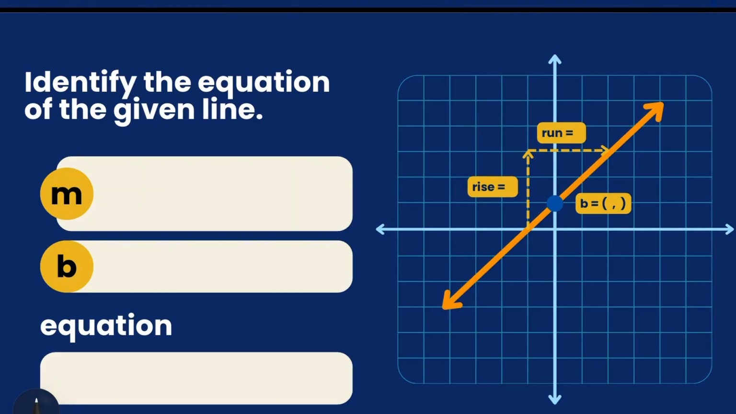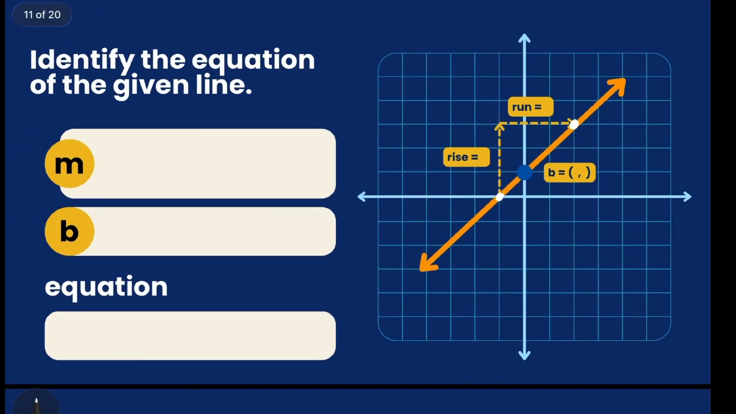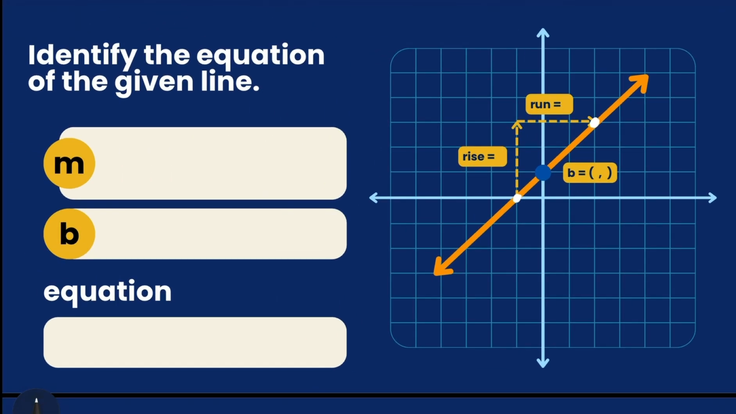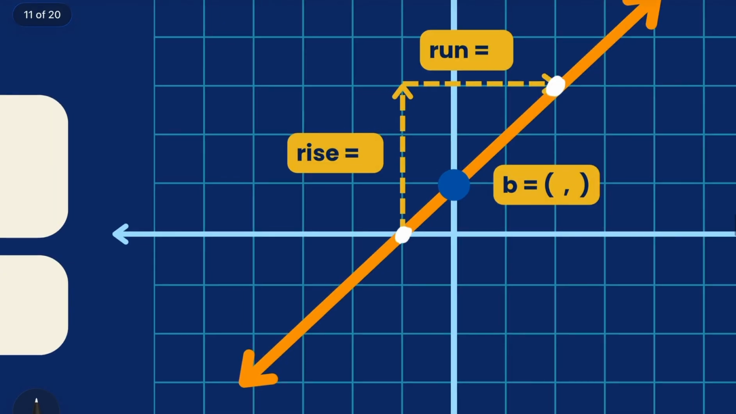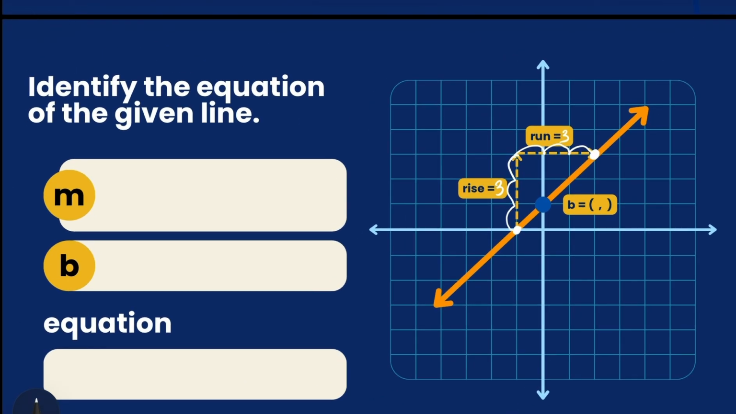So right here, they found 2 points. Let's say we have this one right here, and this one right here. Remember, the first step is to find our m, our slope. I'm going to count how many times it rises, which is 1, 2, 3. So my rise will be 3. And how many times it runs? 1, 2, 3. So that will be 3. So my rise over run will be 3 over 3, which could be simplified as 3 divided by 3, which is simply 1.